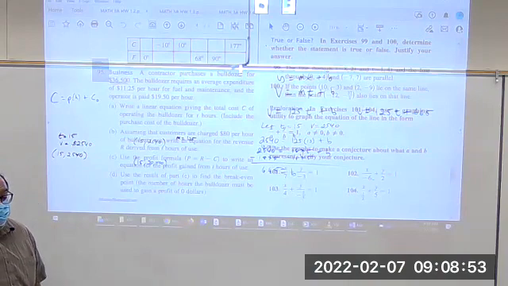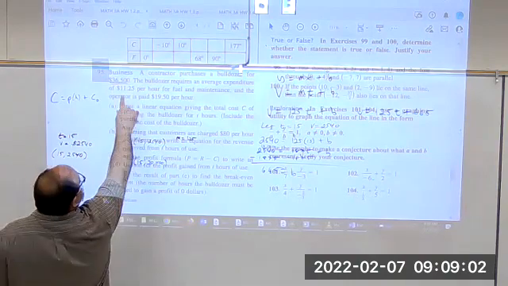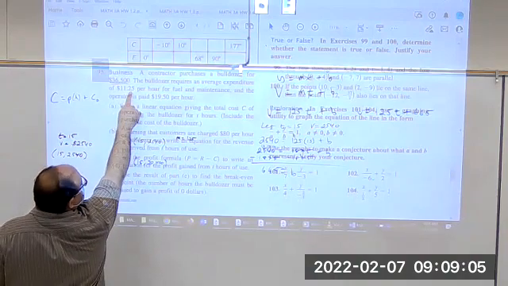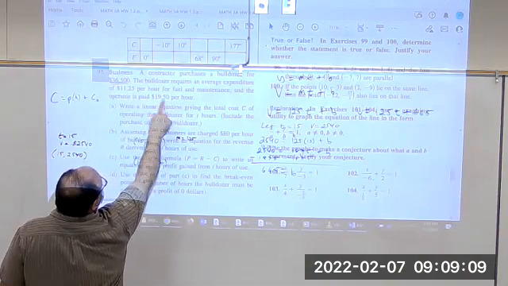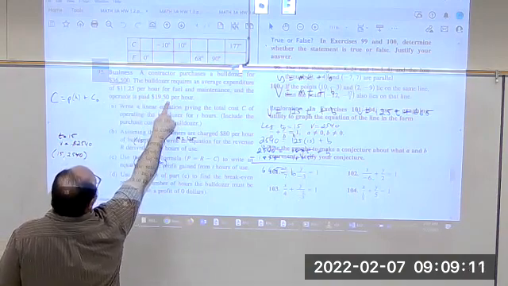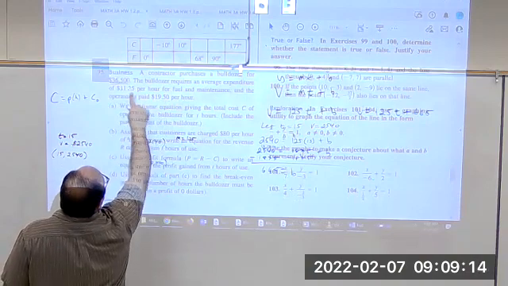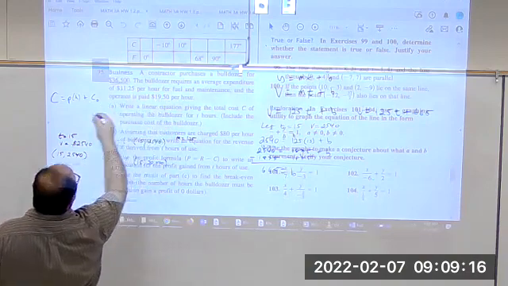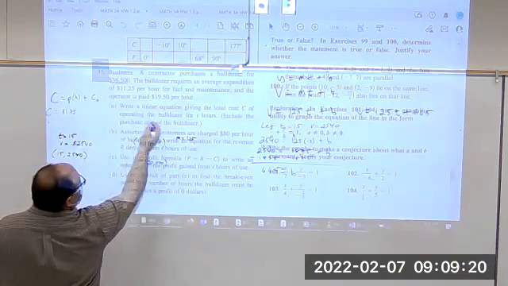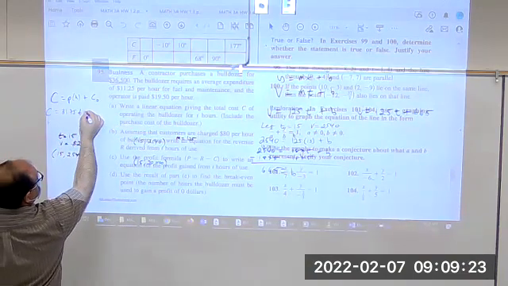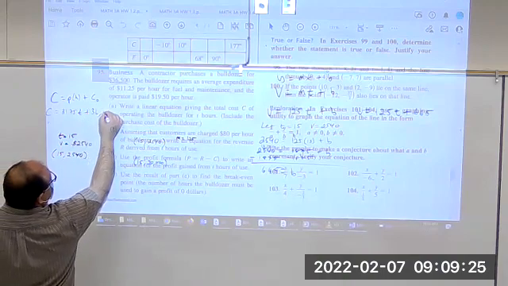At time equals 0, how much did it cost you? $36,500. How much are you expending every hour? What's the rate every hour? Every hour you got to pay this much, and you got to pay this much. So the total expenditure per hour is basically $31.75 per hour for T hours, plus $36,500.